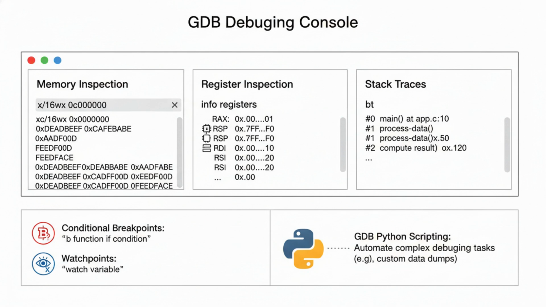For pinpointing elusive bugs, conditional breakpoints such as b function if condition only trigger when a specified condition is met, while watch variable will halt execution whenever a variable's value changes. Furthermore, GDB's powerful Python scripting capabilities can automate complex tasks, like dumping custom kernel data structures, greatly streamlining analysis.